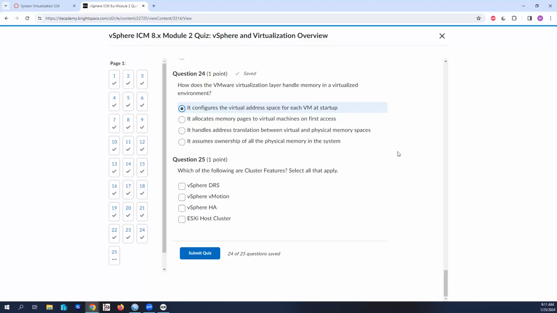25, which of the following are cluster features? Select all that apply. We've not set up a cluster yet. This should be asked way on down the line when we actually go and set up a cluster. So just take some wild guesses. There's 2 correct answers. What do you think, Landon?